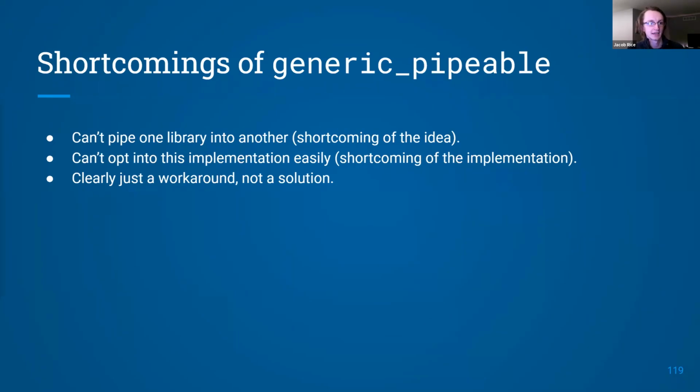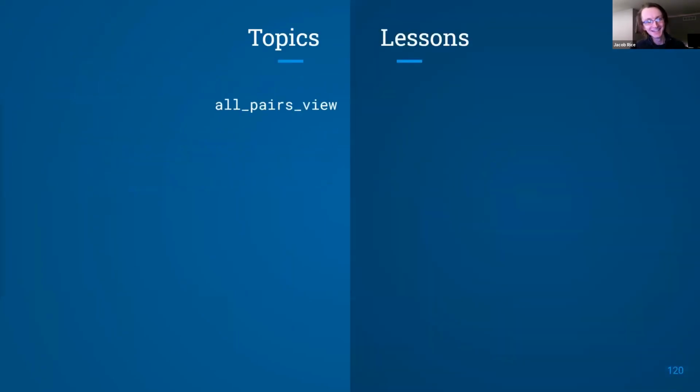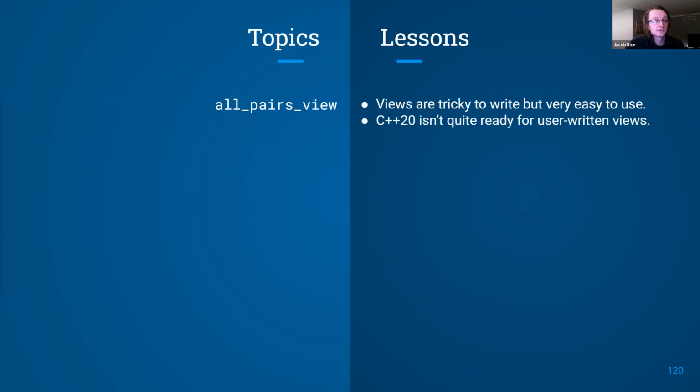So on that note, we took a look at all pairs view, and from all pairs view, I think the main learning was that views are hard to write. They're not straightforward. There are a lot of edge cases that you have to think of, but they're very easy to use, and they're easy to test, to be honest. So C++20 is not ready for user-written views, but you could probably use range-v3 until adapters are fixed. If you can pull in range-v3, go for it. Their compose types are more stable.